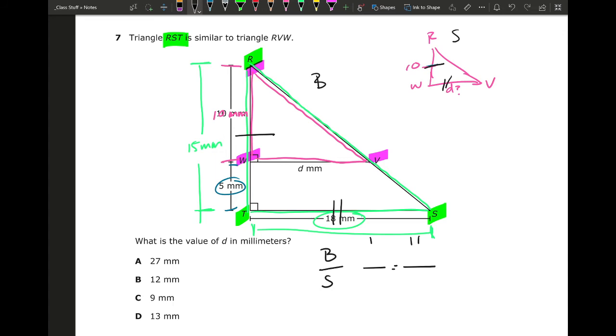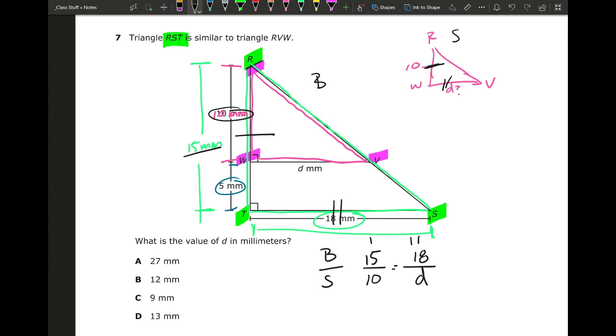So for B1, what number do I have for B1? In this case, I have 15. For B2, I have 18. It's at the bottom, right? Now for S1, I have 10. It's right here. And for S2, I have the missing value, D. I do not know what that is.